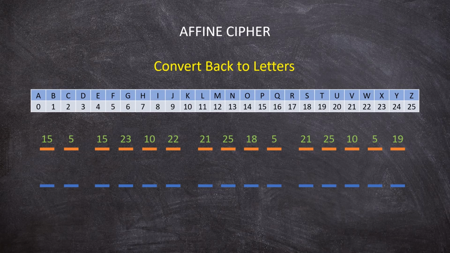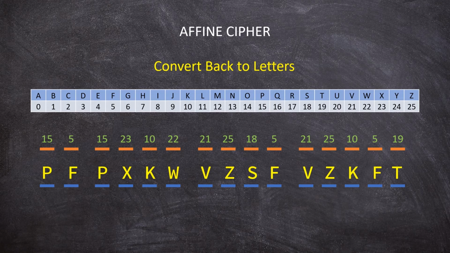We pull up the lookup table, take the first number in the message, 15, and convert it into the letter P. The second number, 5, becomes an F, and again, this repeats until the end of the message. And there you go.